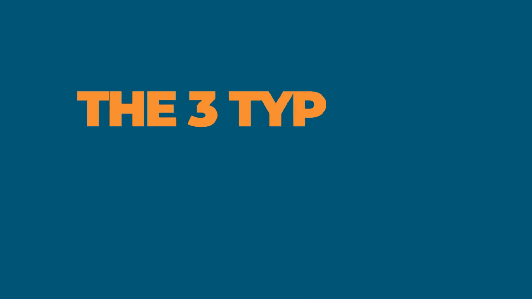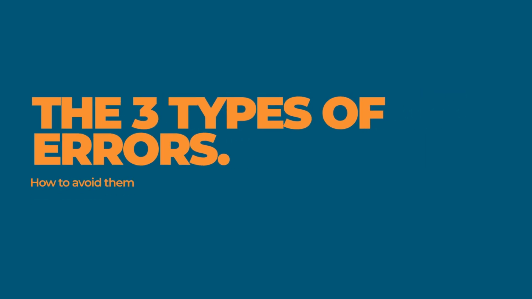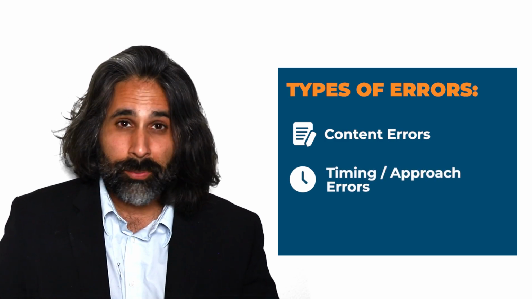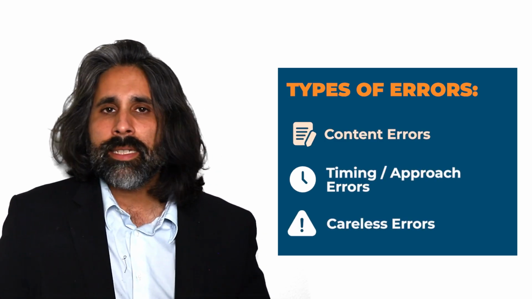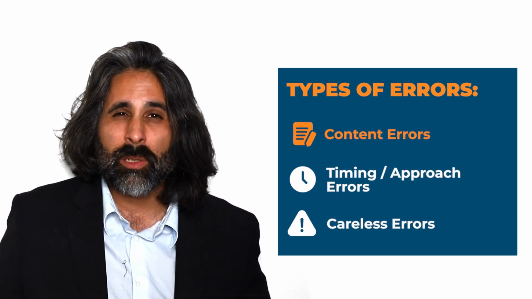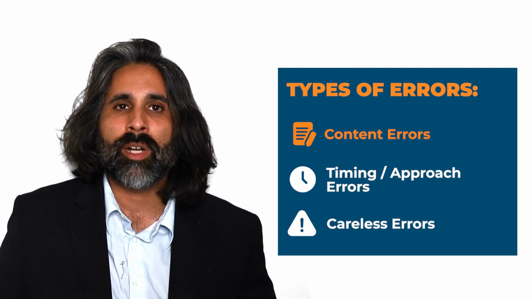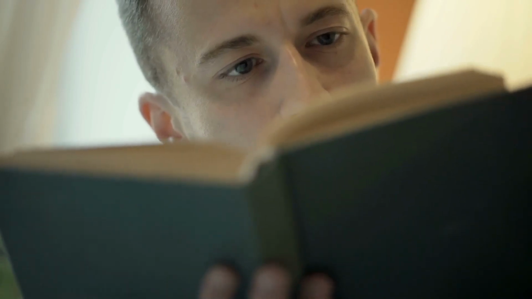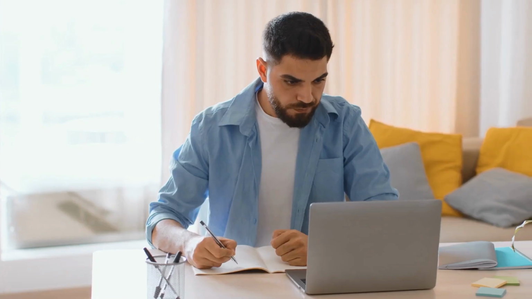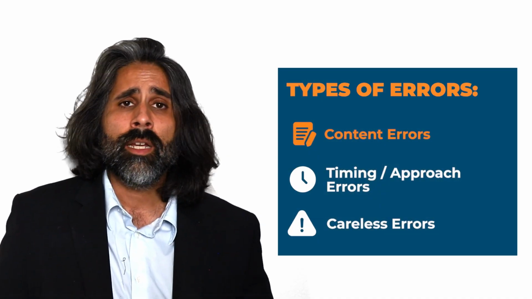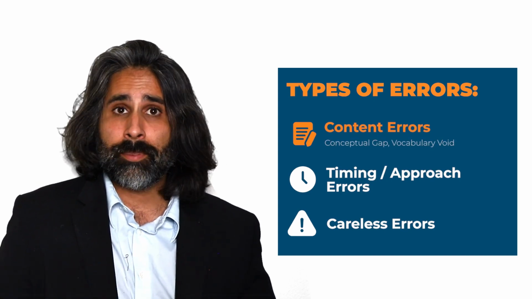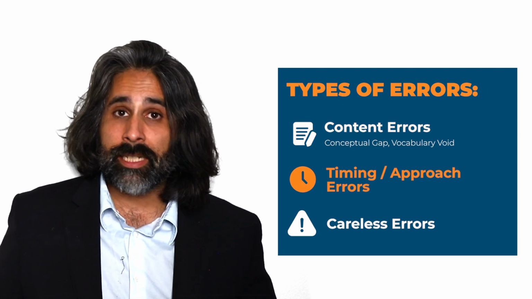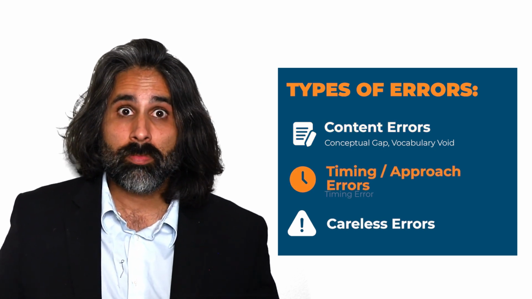All right, let's talk about the types of errors. Very broadly speaking, there are three types: content errors, timing or approach errors, and careless errors. Content errors are the ones you make the most in the beginning when you're still learning stuff. You didn't know a rule, you didn't know a property. You usually redress those errors by going and reading a chapter, doing flashcards, watching online lessons, that sort of thing. On GMAT Club's error log, content errors show up as conceptual gap and vocabulary void. Timing or approach mistakes show up as timing error.